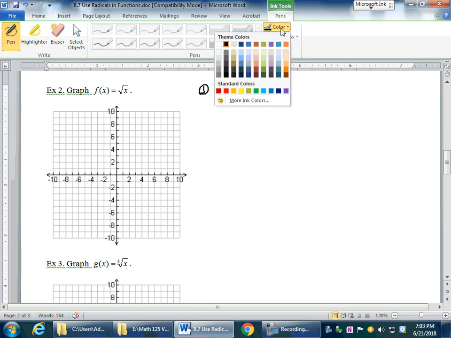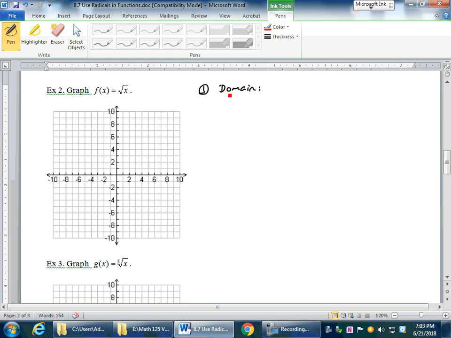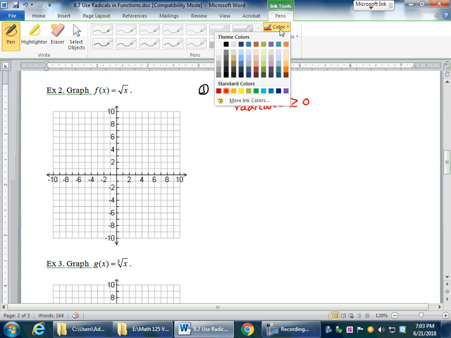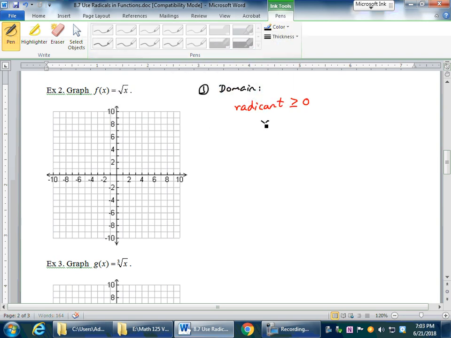That means we are interested in looking at the radicand, which must be greater than or equal to 0. In this case, my radicand is x, so x must be greater than or equal to 0. So that tells me from 0 to positive infinity. This is my starting point. Hopefully you recall this from 3.6.